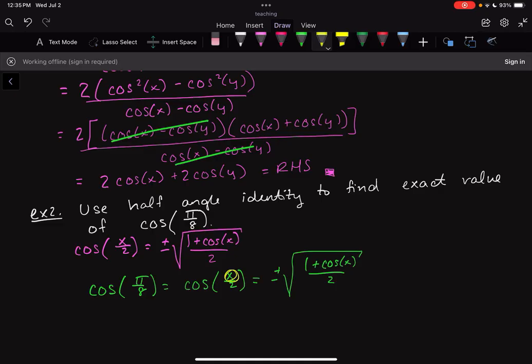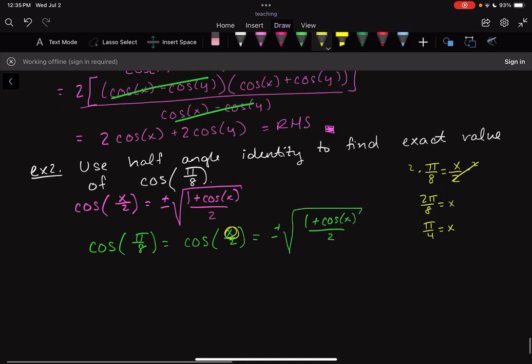So what we want to think about is what angle could I divide by 2 so that I get to pi over 8. If you want to, you can set it up a little bit like an equation. If I multiply both sides by 2, I get 2 pi over 8, which simplifies to pi over 4. Now this is a good sign because we just got an x value that we know a lot about, right? I know a lot about cosine at pi over 4, so that's why it's going to help me out.